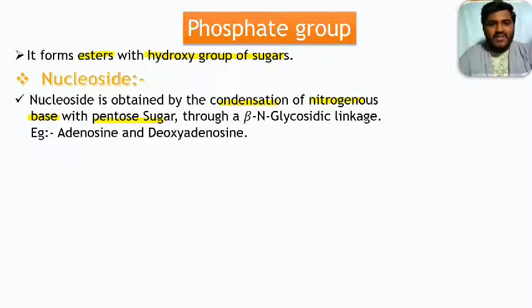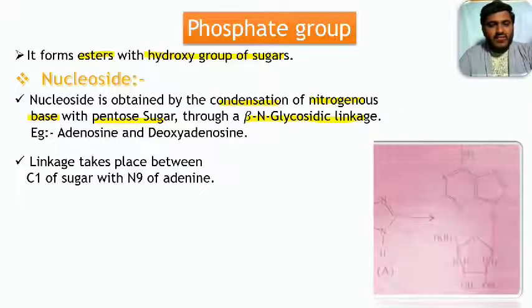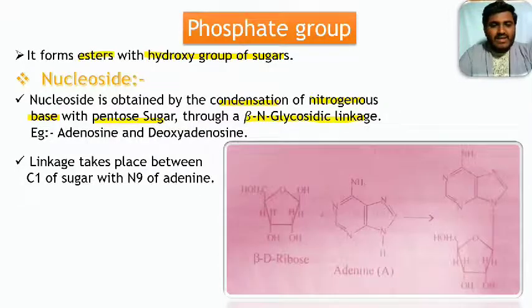Now we have already studied that one. Nitrogenous bases are nothing but adenine, guanine, thymine, cytosine and uracil. These are the nitrogenous bases. Pentose sugar means deoxyribose and ribose. These are the pentose sugars. When these two combine through a beta N glycosidic linkage, they form a nucleoside. How does it look? Linkage takes place between C1 of sugar and N9 of adenine.